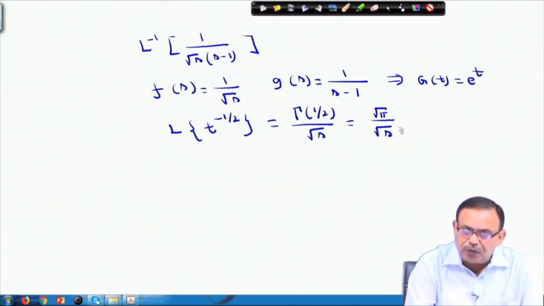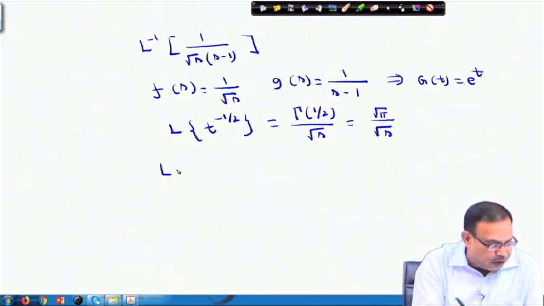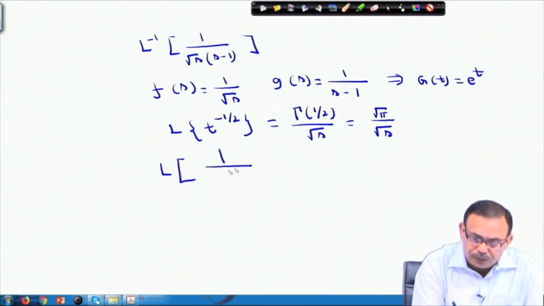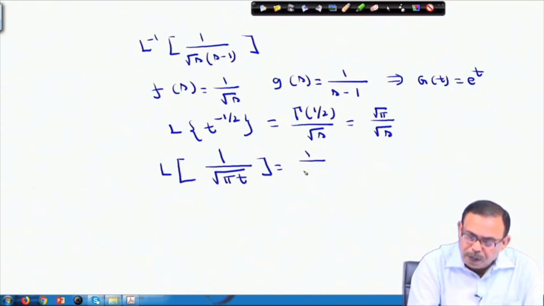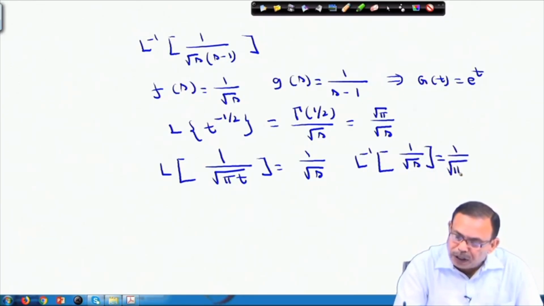What is f(t)? You can find it from here: t to the power minus half into root pi will come. Or in other words, you can say that the Laplace transform of 1 by root pi t equals 1 by root s. From here you can tell that the Laplace inverse of 1 by root s equals 1 by root pi t, which is nothing but f(t).